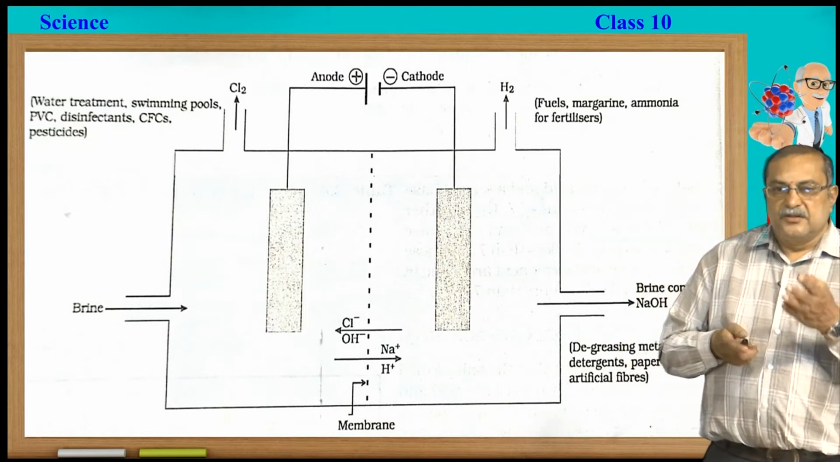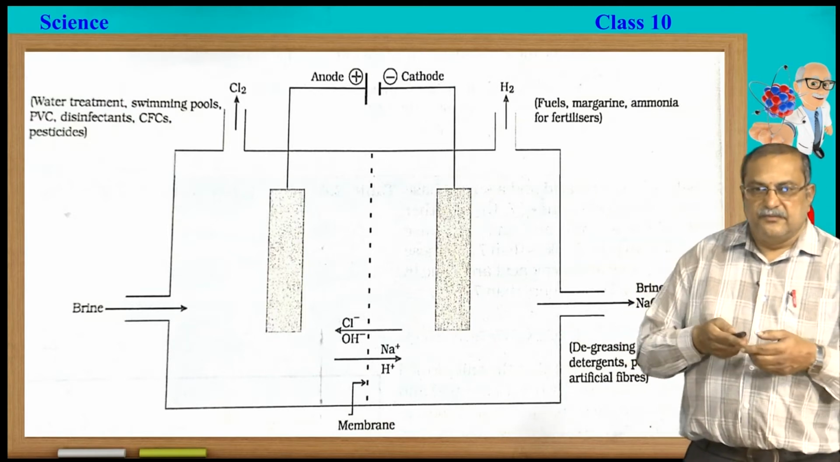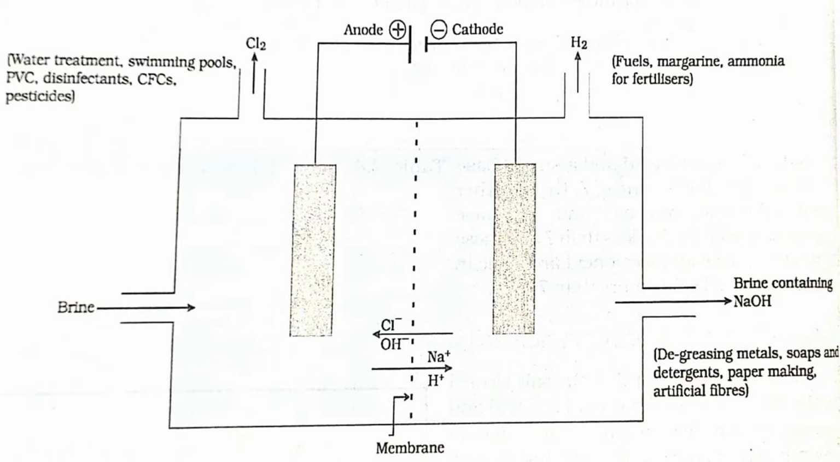So, here you see the tank with 4 outlets. One is the inlet, where the brine solution is put inside, and the outlet is for NaOH, that is, brine containing NaOH is going to come out, and there are 2 vents on top because those are for gases. Okay. This also you have learnt in the previous session.